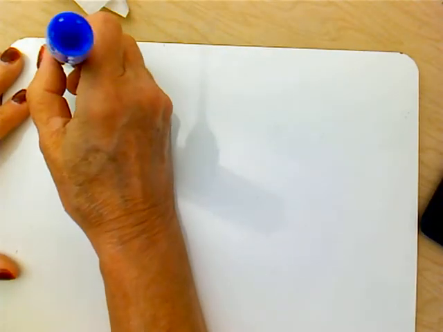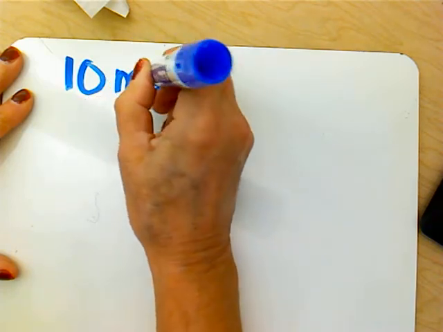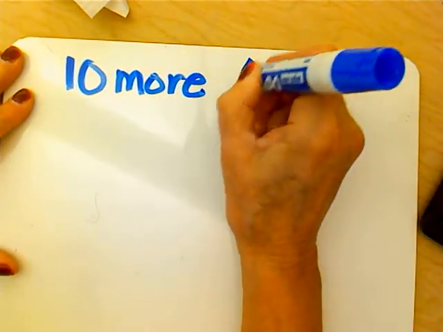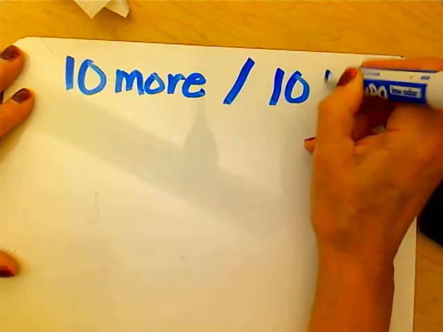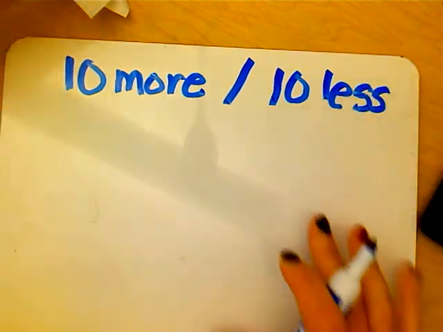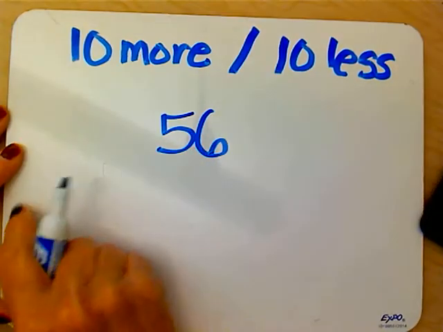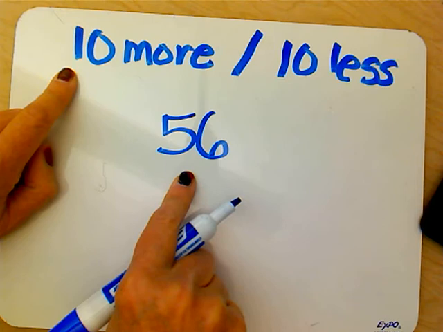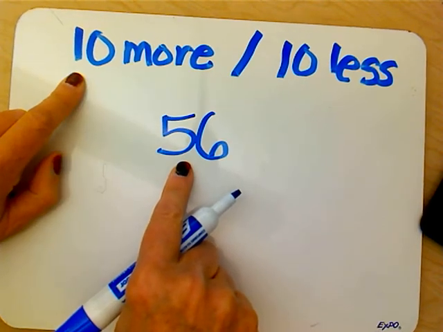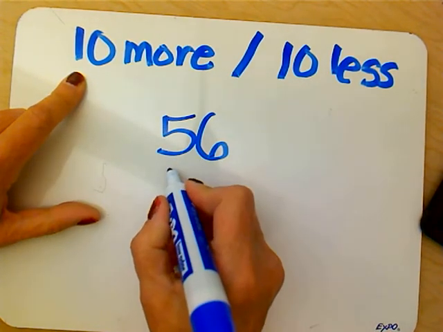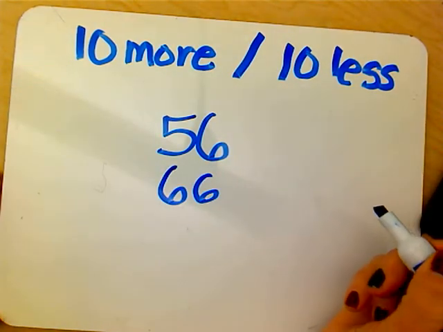All right, so the next activity that we are going to do is looking at 10 more or 10 less. So when I give you a number, I'm either going to be saying I want you to tell me what would be 10 more than that number, or I might say what is 10 less than that number. Are you ready? So that's what we're going to be doing. What if I said 56 and I wanted you to tell me 10 more? If you said 66, you're exactly where I would need you to be.